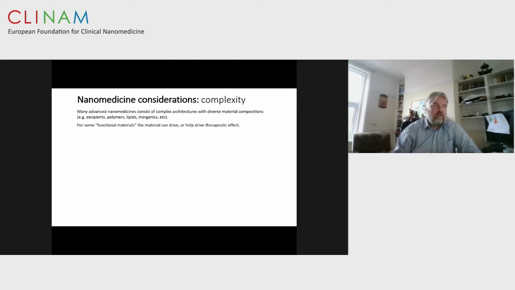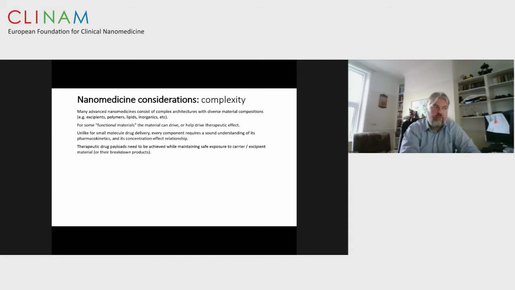Nanomedicines are clearly complex. Many of the advanced nanomedicines consist of complex architectures and diverse material compositions: excipients, polymers, lipids, and in some cases inorganic carrier-type materials. For at least some of these, the functional materials can drive or help drive the therapeutic effect or stabilize the pharmacokinetics. But unlike for small molecule drug delivery, every component requires a sound understanding of its pharmacokinetics and of its concentration-effect relationship.